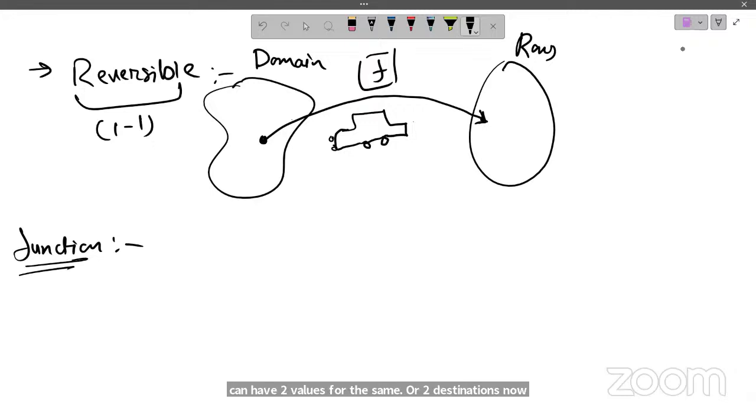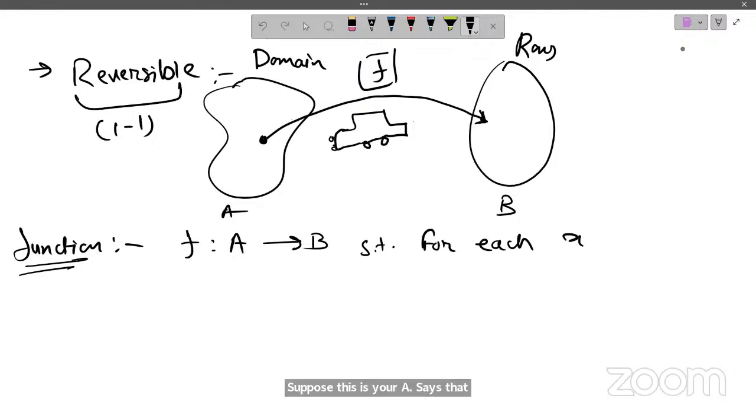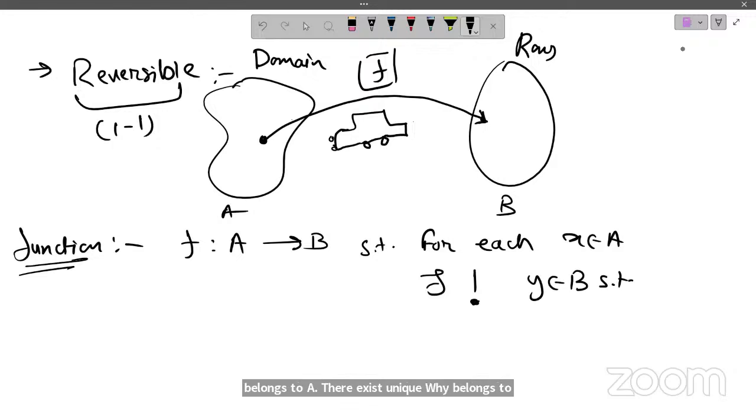I'm asking about function. Okay, fine. So a function is nothing but a map from a set A to a set B. Suppose this is your A, this is your B, such that for each x belongs to A, there exists a unique y belongs to B such that f of x is equal to y. This is the precise definition of a function. I think you have learned it in week 1, but I'm just recalling it. So this is the definition.